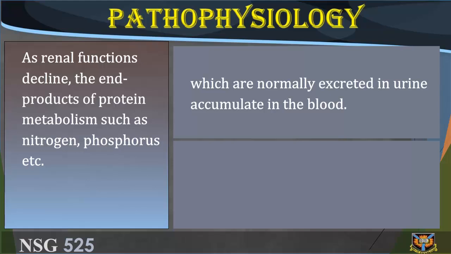A rise in serum phosphate level is seen due to decrease in glomerular filtration of phosphorus. Hyperphosphatemia causes a decrease in calcium level, which stimulates the overproduction of parathyroid hormone and removes calcium from the bone, leading to osteomalacia.